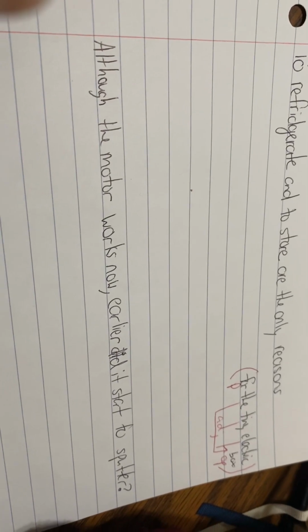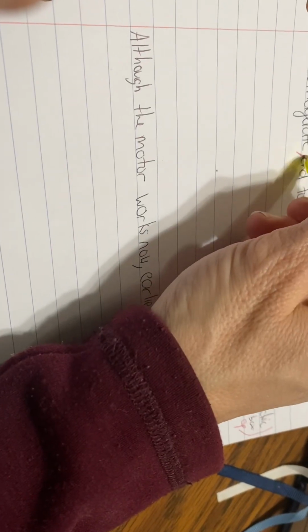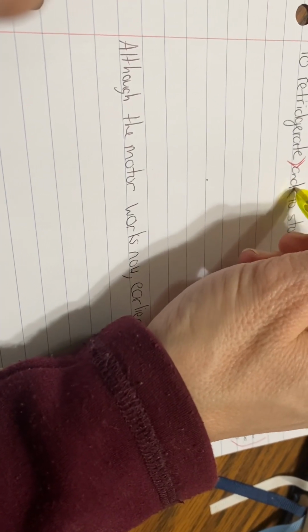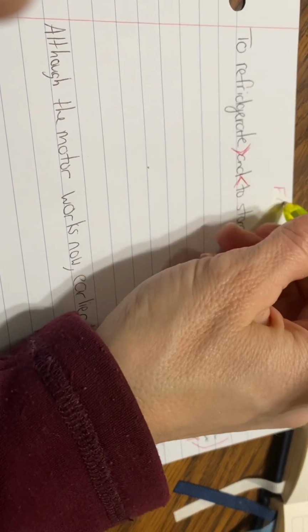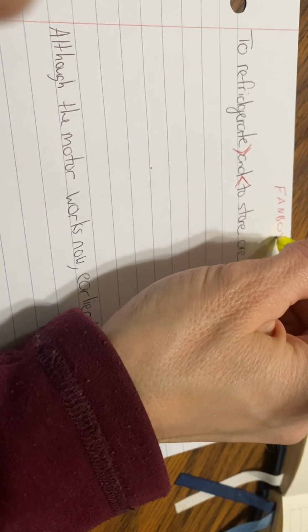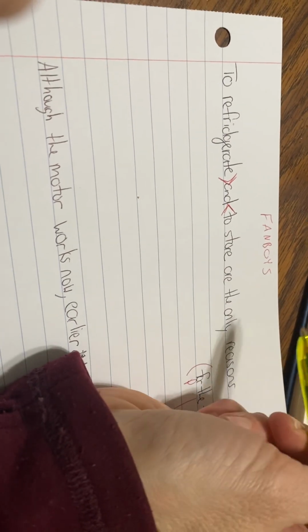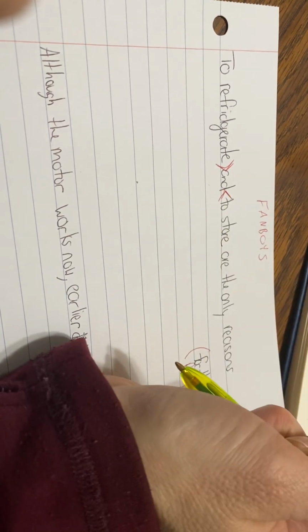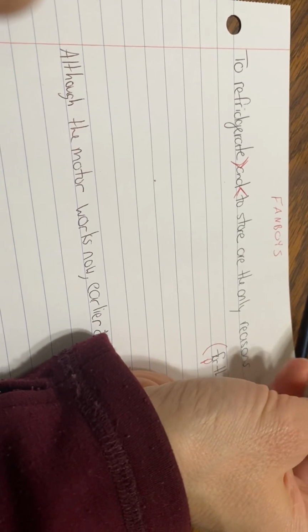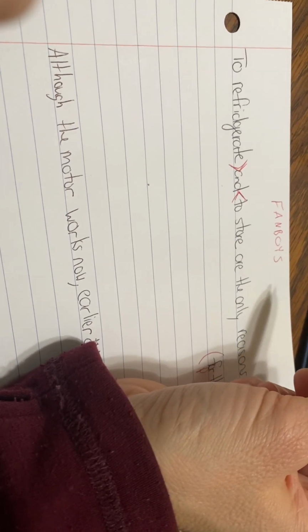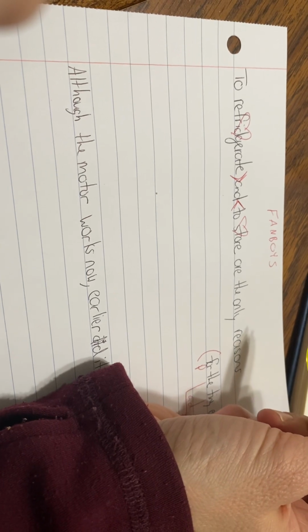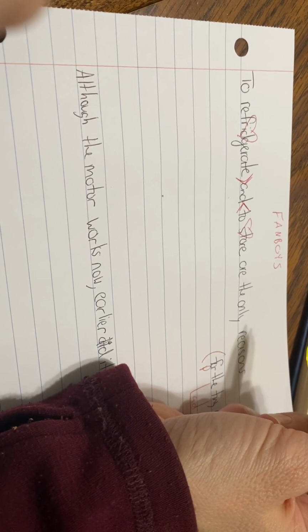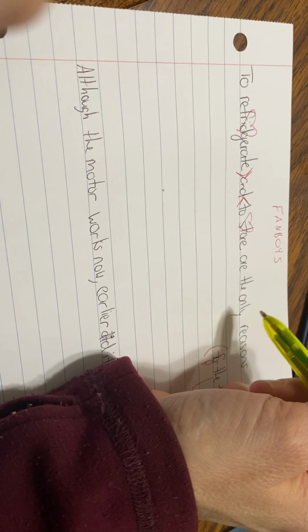So this sentence, we do have a conjunction, and it's a fanboy. Remember our fanboys? So it looks like we are going to have a compound subject. To refrigerate and to store are... to refrigerate and to store.